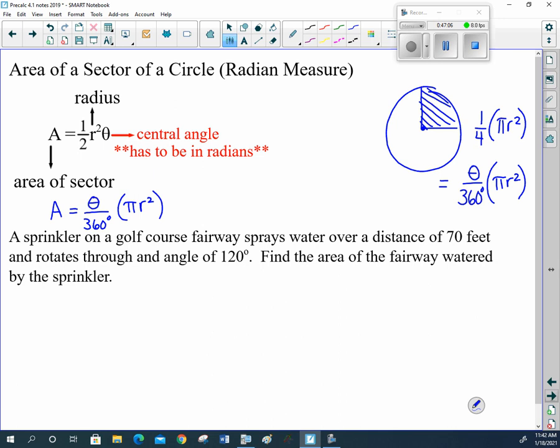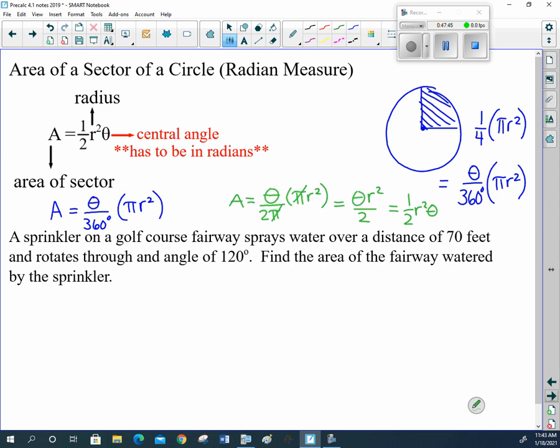Now, if we want to do this in terms of radians, we do the same thing we did before. Instead of using 360, we do 2 pi. So we get theta over 2 pi times pi r squared. So the pi's reduce, and you end up with theta r squared over 2. And so how do they write that formula? Instead of r squared over 2, they just write 1/2 r squared theta. So that's the area of your sector formula.